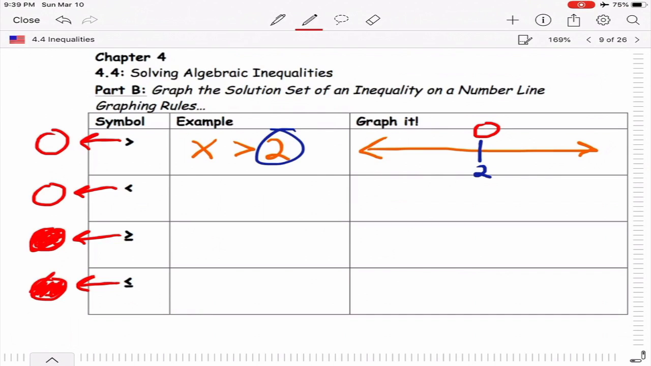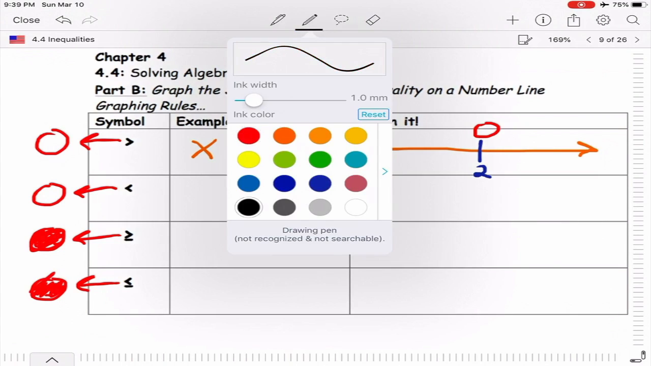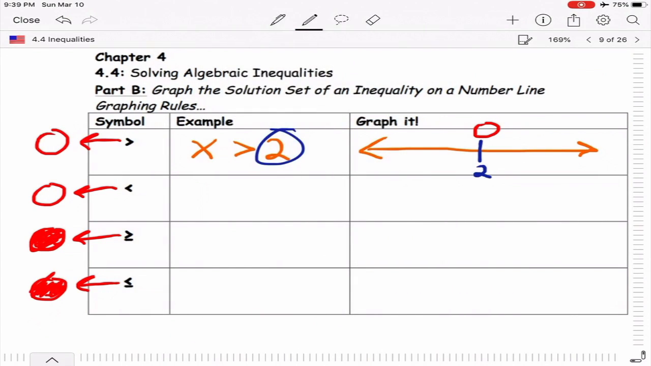And because x is bigger than 2, I'm going to go in the direction that the numbers are bigger. So to help me out, maybe I'll fill out my number line a little bit better. One number to the right of 2 is 3. One number to the left of 2 is 1. Because x is greater than 2, I'm going to shade to the right side because 3, 4, 5, 6, 7, numbers to the right of 2 are going to be bigger than 2.